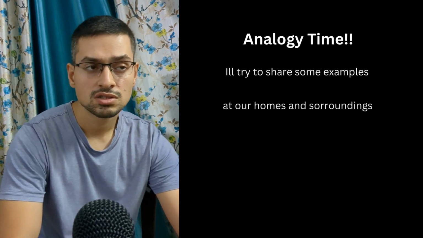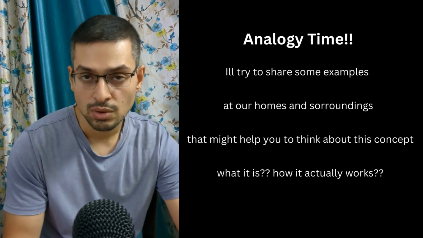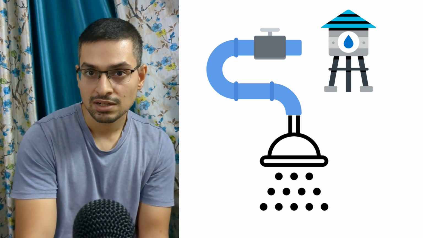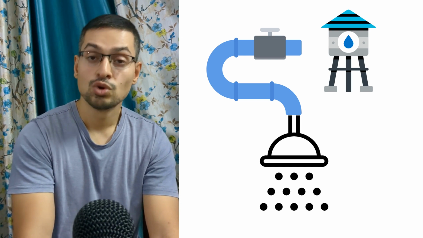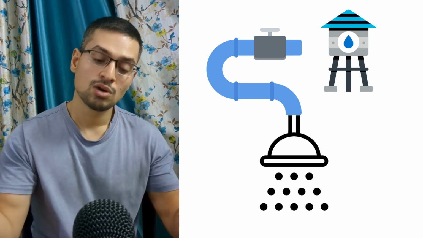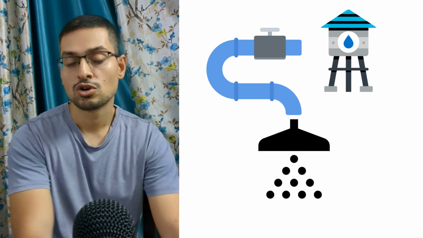So, analogy time. I'll try to give you examples in our homes, in our surroundings, that might help you think about this concept, how it works. A very simple concept. Everybody has water tanks at their home, right? And there is a pipe connecting that water tank to our bathrooms. And then there is another concept where we can attach different shower heads to that particular pipe, right? Recently, I was bored of the circular shower head that I had in my home, and then I purchased a wide-mouthed, square-shaped shower head. And it gave an effect of water droplets.